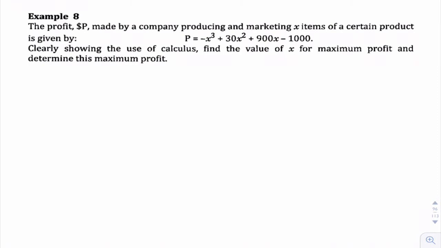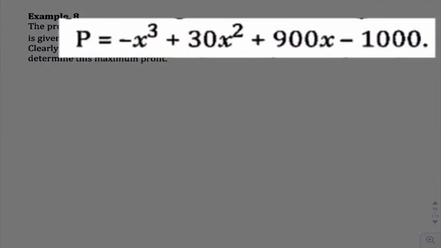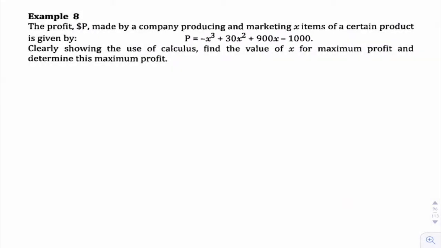Third and final example here. Now we've got a real model for what's going on with a company and their profit. And we want to find, in this case, the maximum profit. Now x in this case is the number of items that the company produces, and P is their profit.